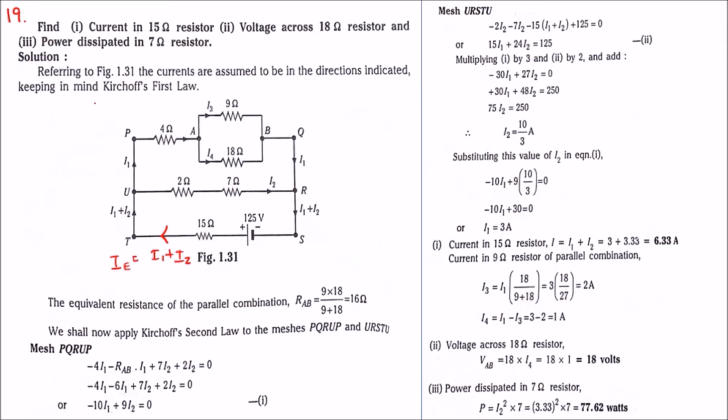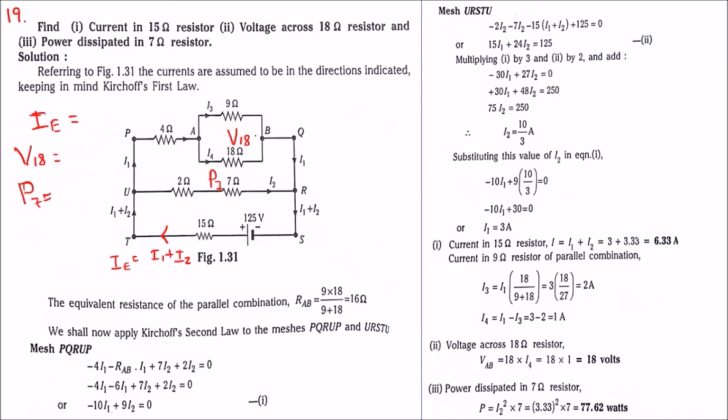So first we have to calculate IE. Next we have to find the voltage across the 18 ohm resistor. Let us call this V18. We have to find V18. Third is the power dissipated in the 7 ohm resistance. Let us call it P7. P7 we have to find. So these three we have to find from this figure.